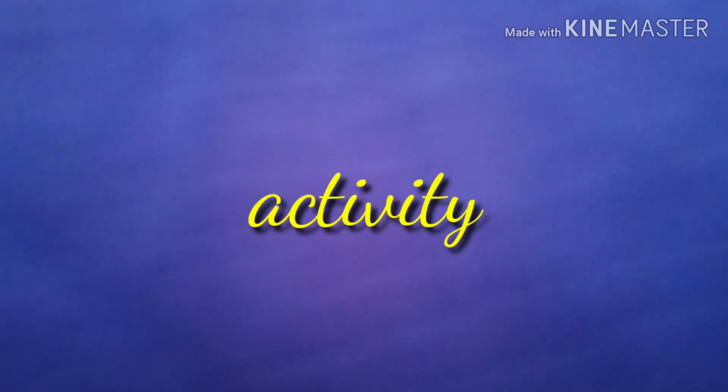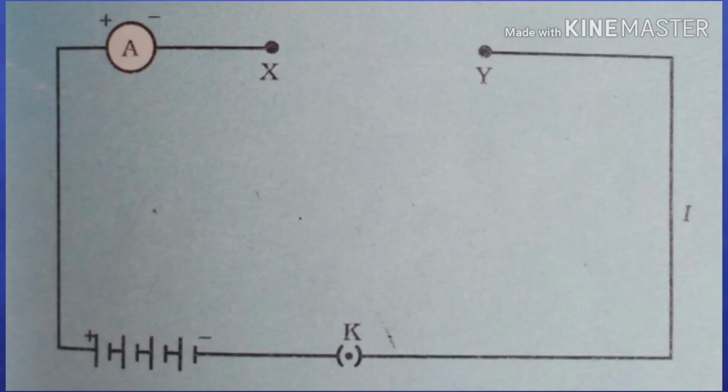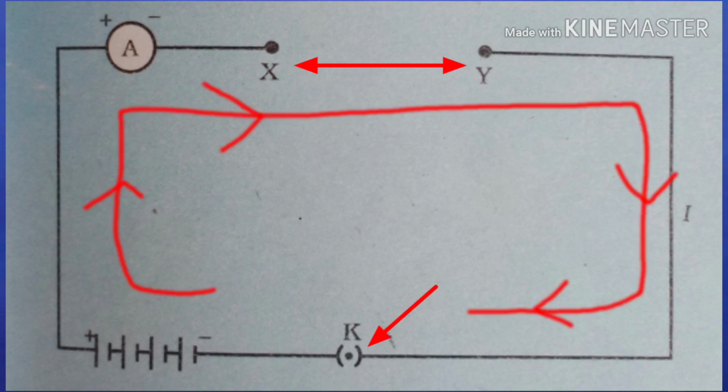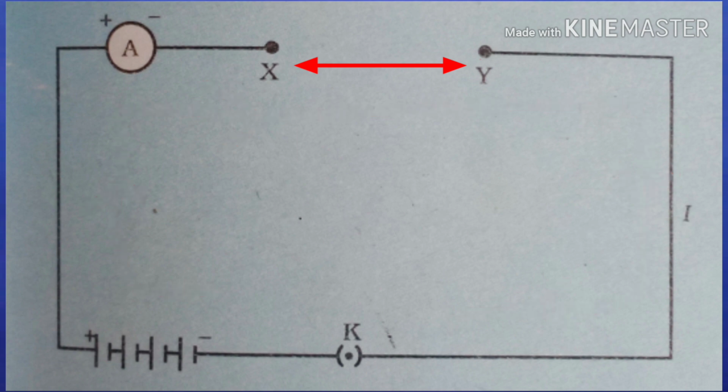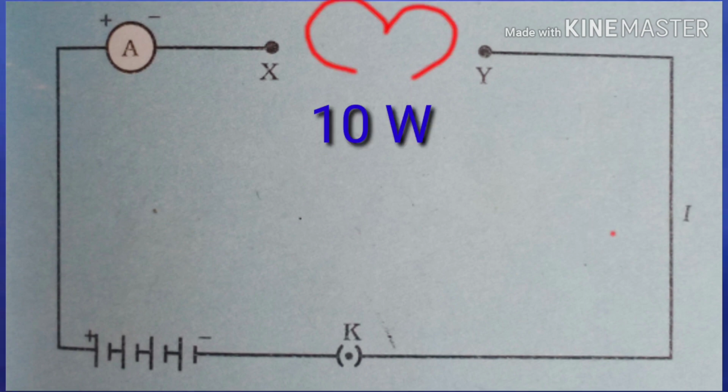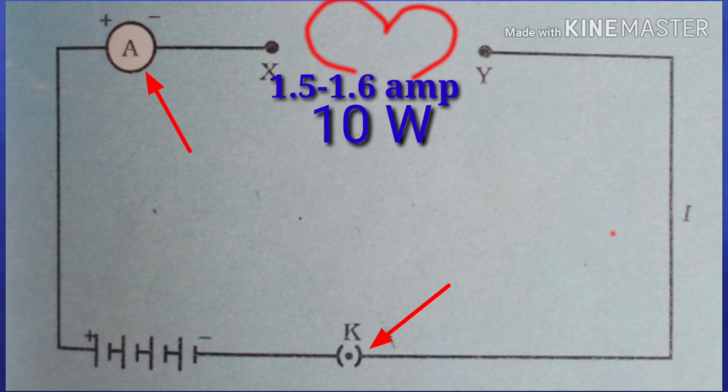Let's see this with the help of an activity. If we attach a piece of nichrome wire in this gap XY and switch on the key, the current will start to flow through the circuit, which we will measure with the help of the ammeter. We find that the ammeter is showing a reading of approximately 1.8 ampere. Now we will replace the nichrome wire with a 10-watt bulb. After putting on the key, we will read the ammeter. It is approximately 1.5-1.6 ampere.